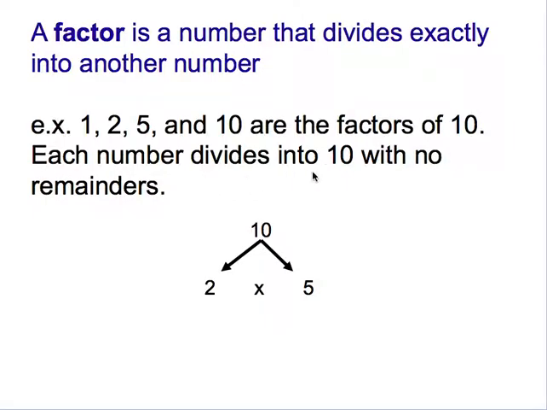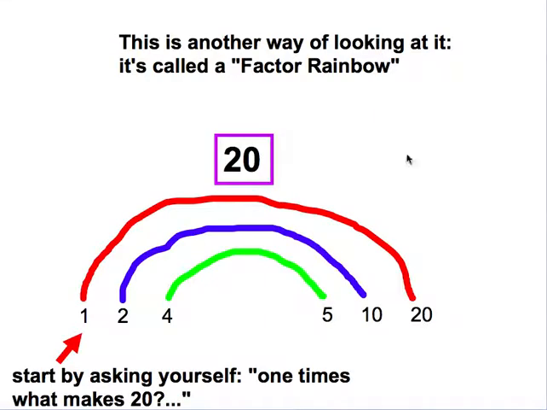Each number divides into 10 with no remainders. So if I have 10, I can break it up into 2 and 5. Now all numbers have at least two factors, 1 and itself, which we're going to get back to a little bit later. Sometimes you may have seen this back in the day, a factor rainbow.